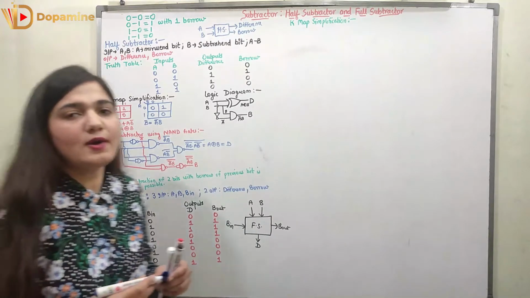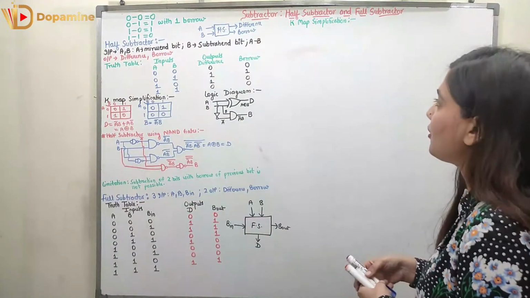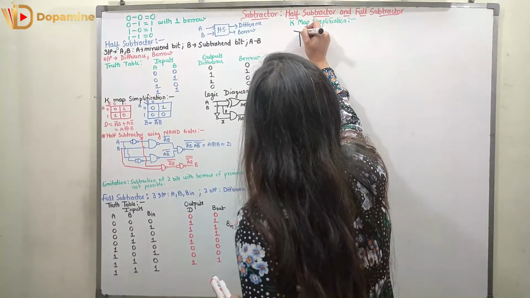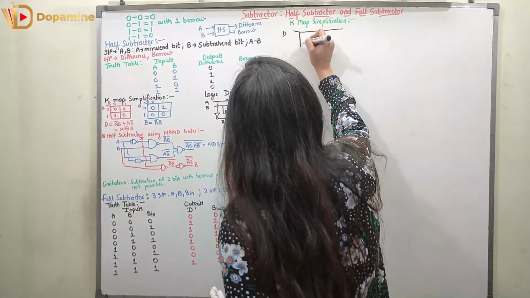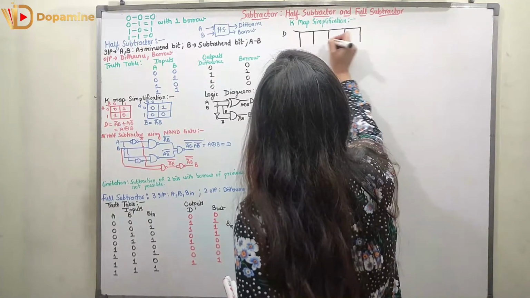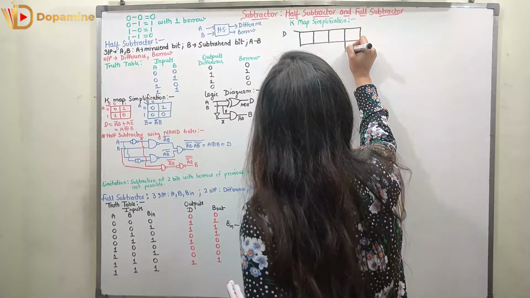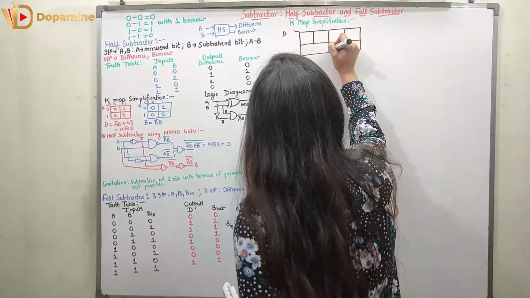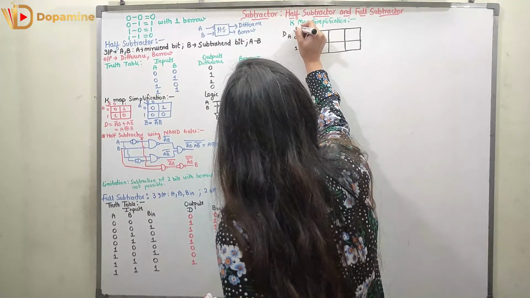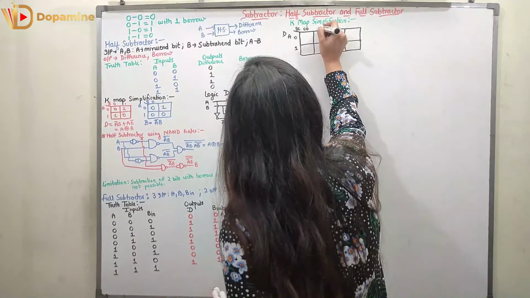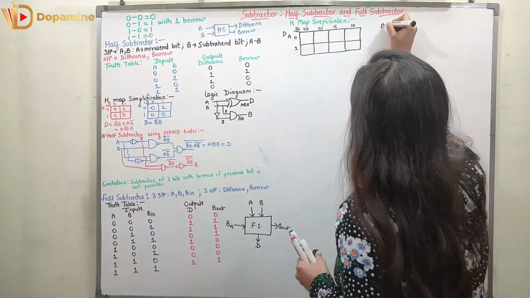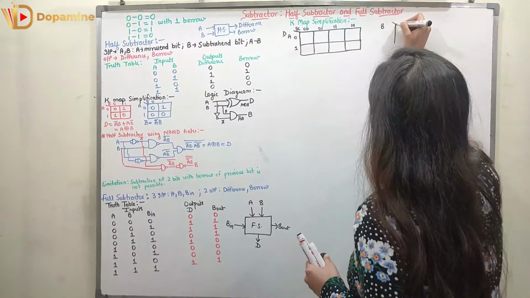So I hope you understood how I have made the difference and the borrow, and now with the help of these, I am going to make the K-map. First of all, I am going to make the K-map for the difference. Here I have 3 inputs, so I am going to make a K-map like this. Here I have A, which is 0 and 1. Here I have BC, 00, 01, 11, 10. And now for the borrow also I will make a K-map.